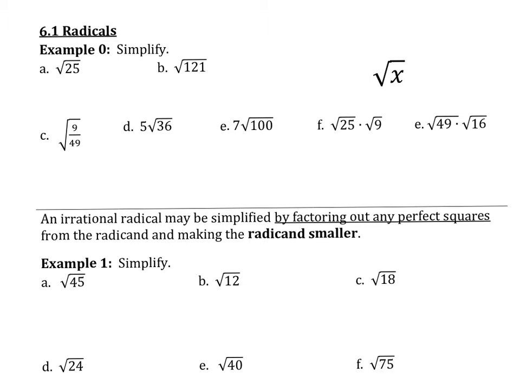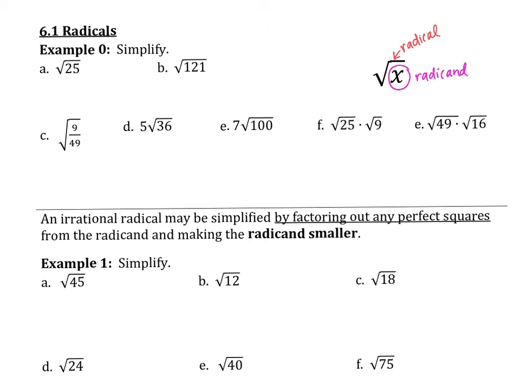Now for vocabulary, this symbol is the radical, and when I say radical, I'm just referring to the symbol. The number inside the symbol, the radical, is called the radicand. So if I say the radicand, I'm talking about the number inside the radical symbol.